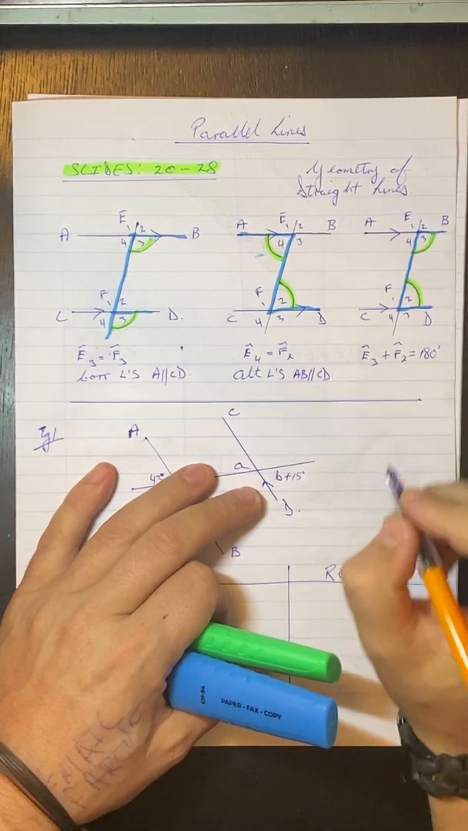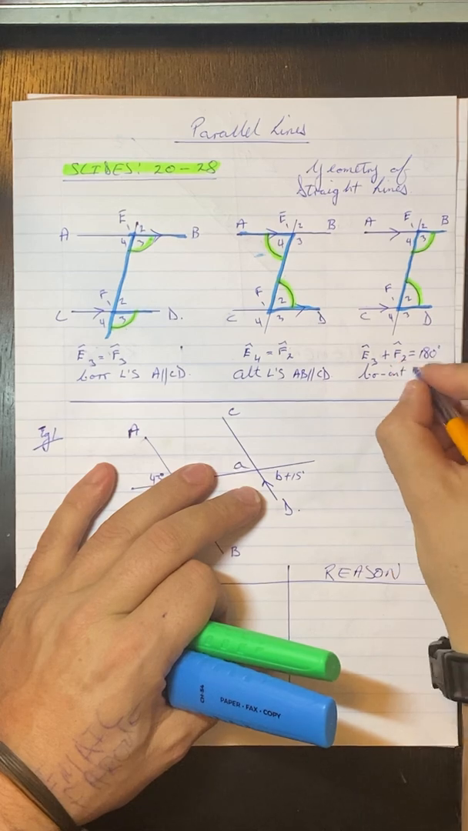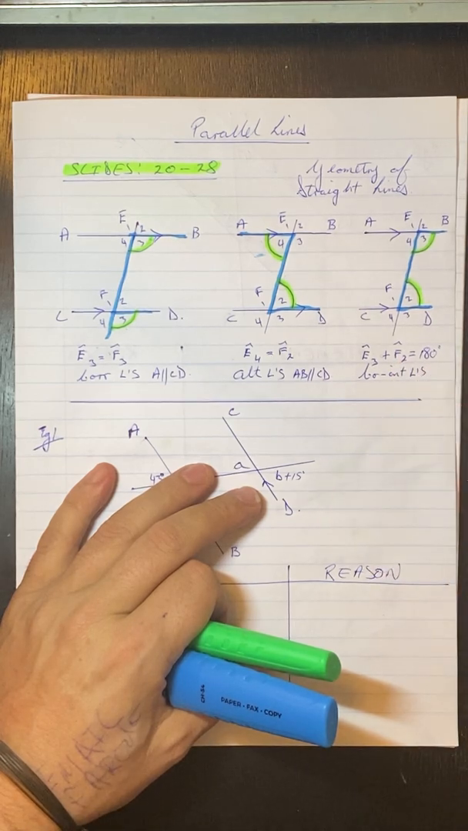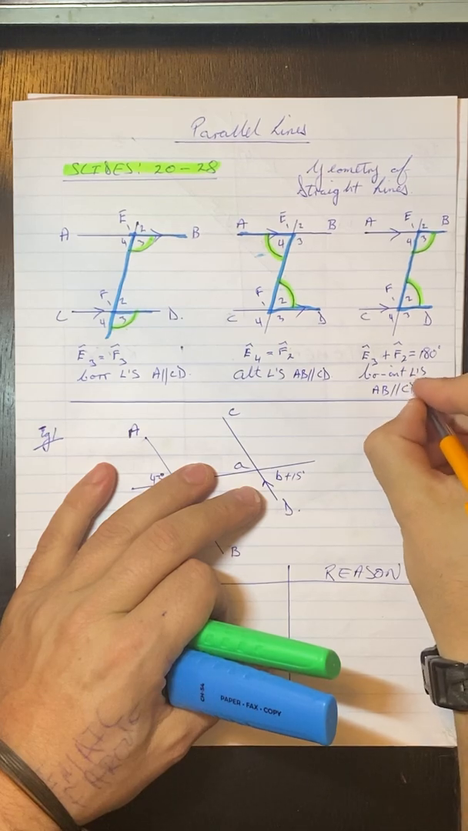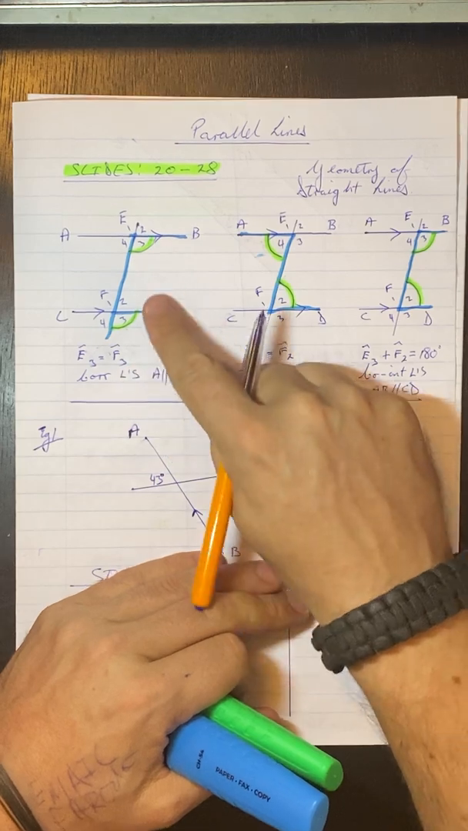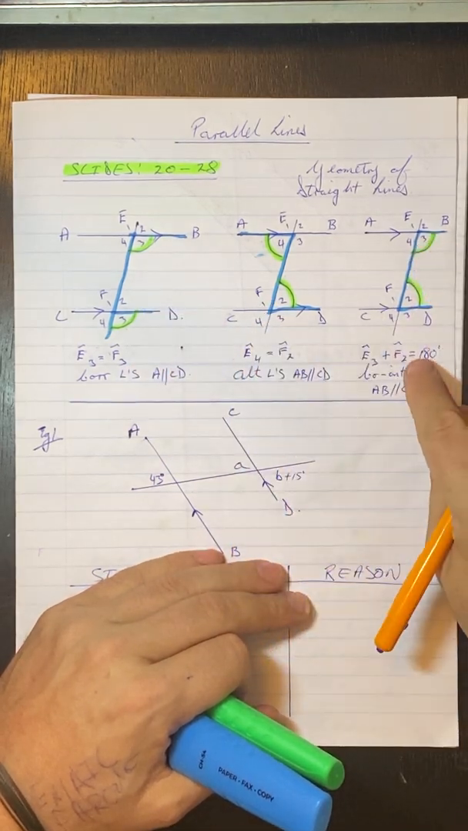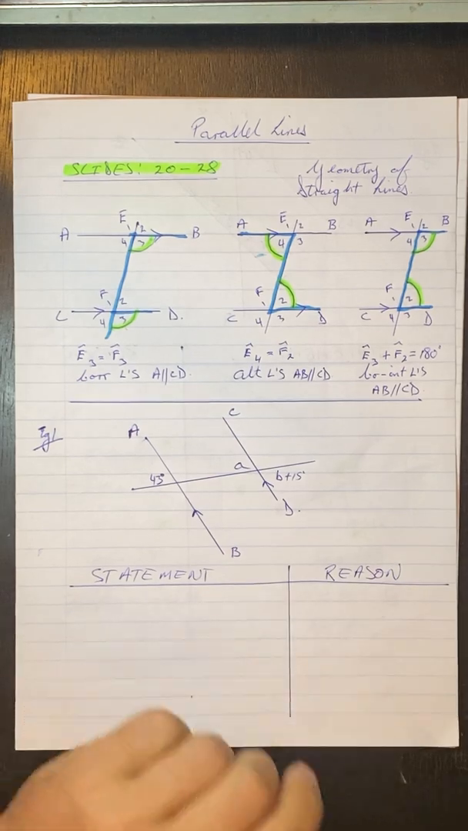Okay? So our reason for this is co-interior angles. And I must just state which lines were parallel. AB parallel CD. So just to recap, your corresponding and your alternate angles will be equal. The co-interior ones are supplementary. They add up to 180. So just remember that, please, grade 9s.